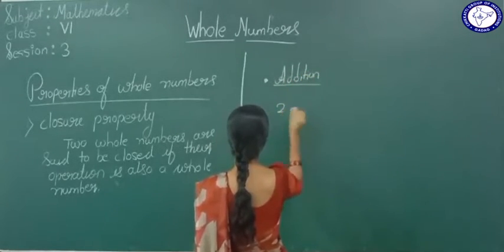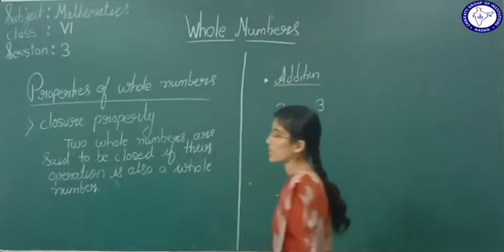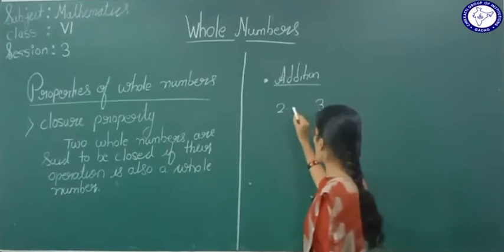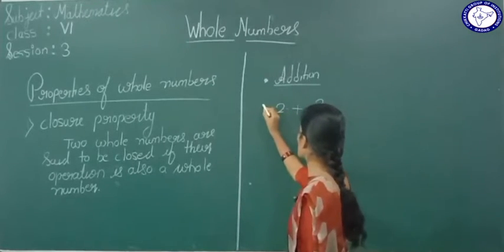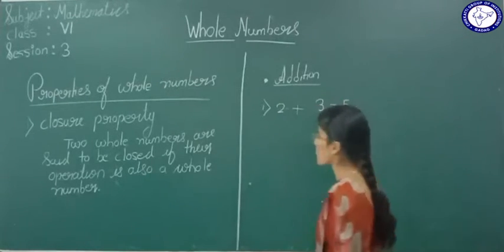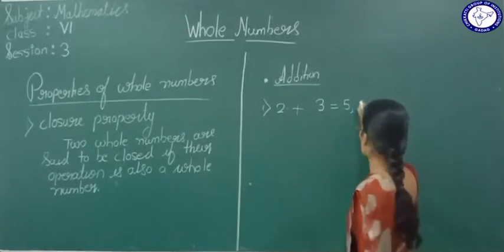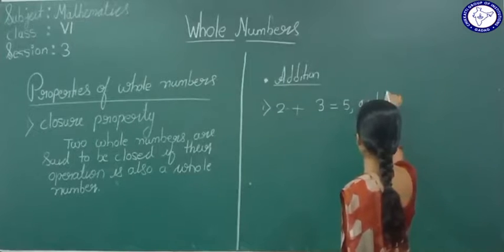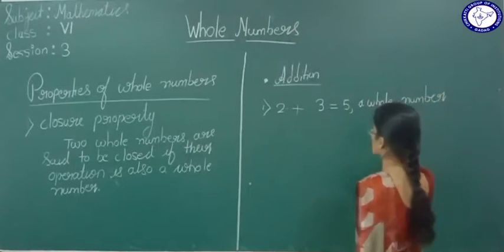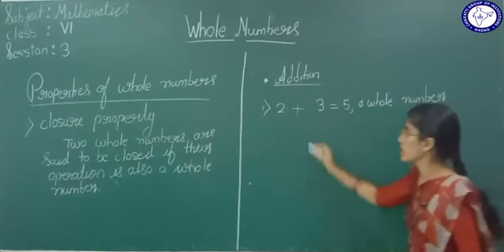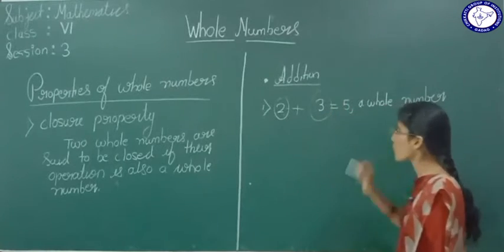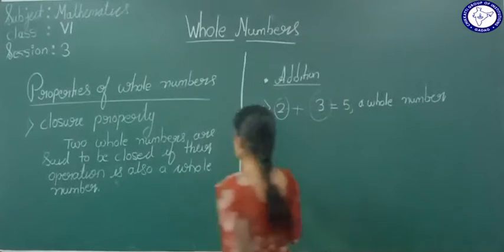So take two whole numbers. Okay. 2 and 3 are whole numbers. Yes or no? If I add these, what is 2 plus 3? 2 plus 3 is 5. Is 5 a whole number? Yes. 5 is a whole number. Here 2 is a whole number, 3 is also a whole number, and 2 plus 3 is also a whole number. We will see different examples also.